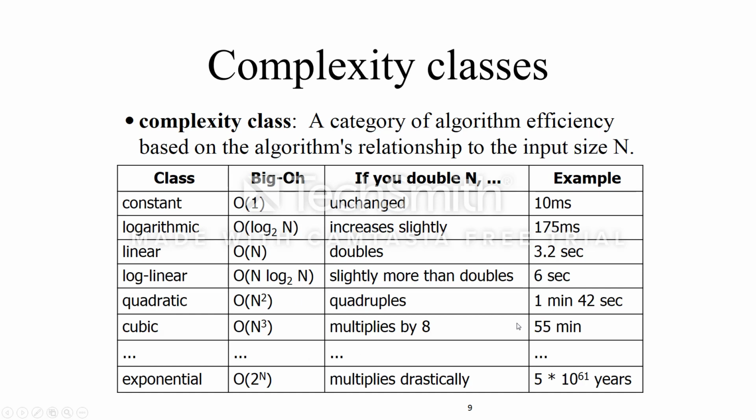And the one that you really want to try to find an algorithm that doesn't operate at is what's called exponential. That's when the n is actually the exponent. And this gets big really fast. So it's showing you, to give you an idea, maybe an O(1) operates in 10 milliseconds. This one, 10 to the 61 years. The problem with exponential algorithms is you can get so big that you'd never even be able to compute them.